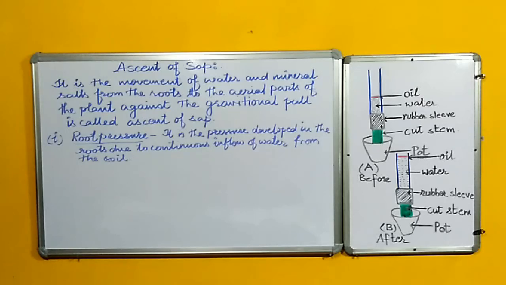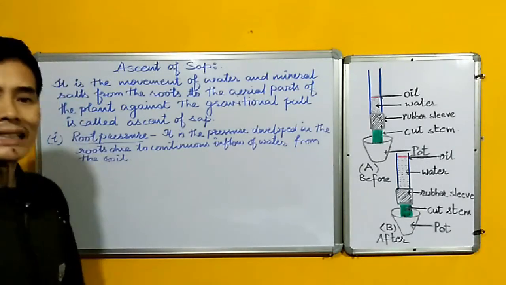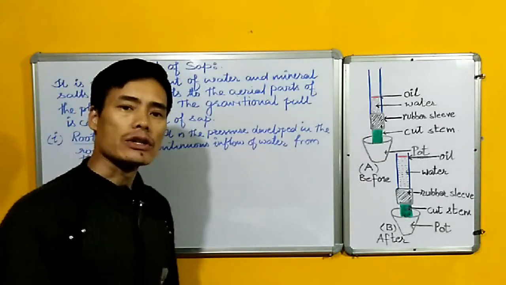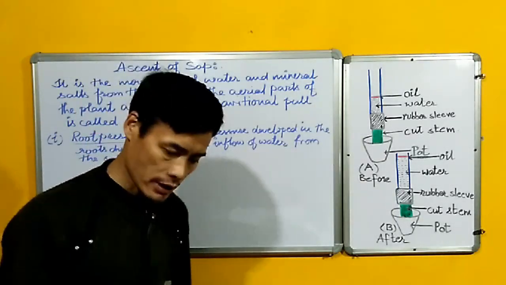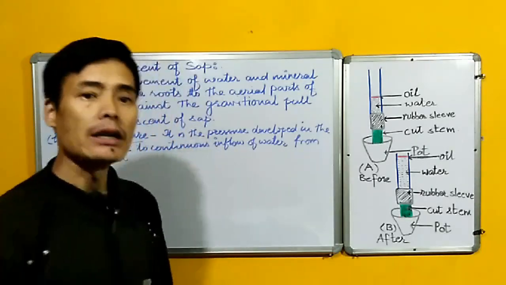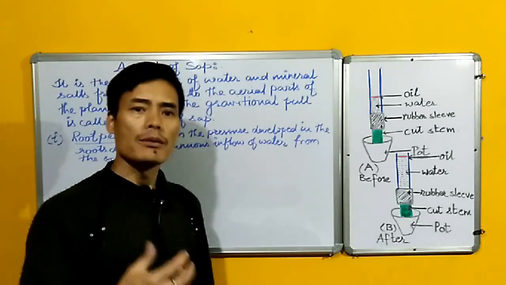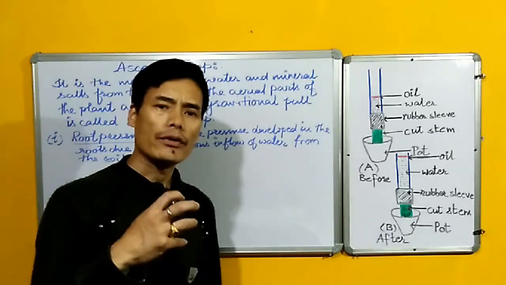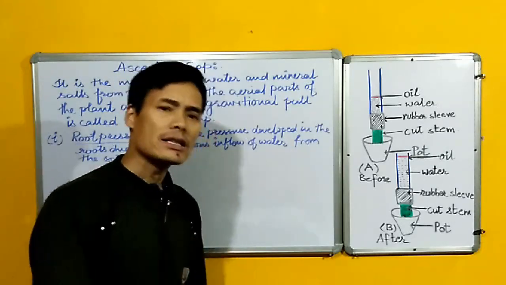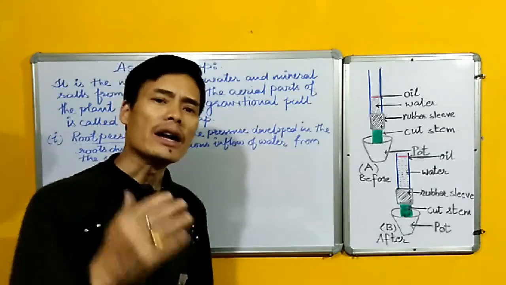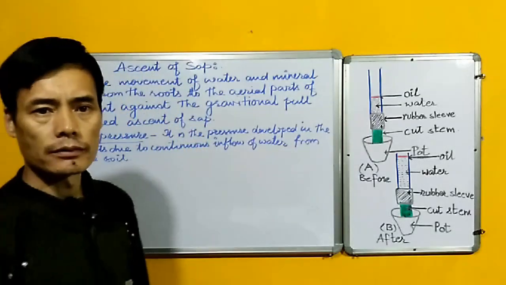As a result of which, what happens? The water creates pressure in the cells of the root, and this pressure which is generated in the cells of the root is root pressure, and this root pressure pushes the content of the cell, that is the water and the minerals, from one cell to another to finally enter into the xylem tissue.